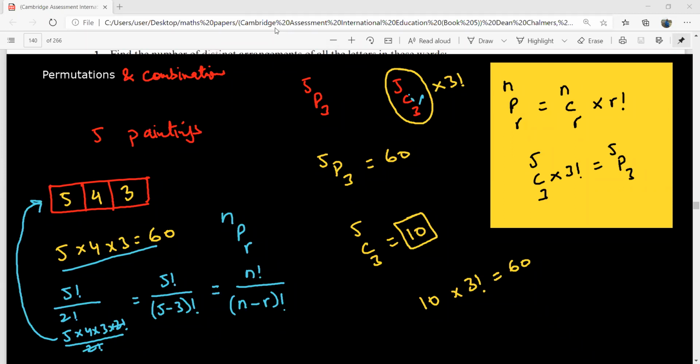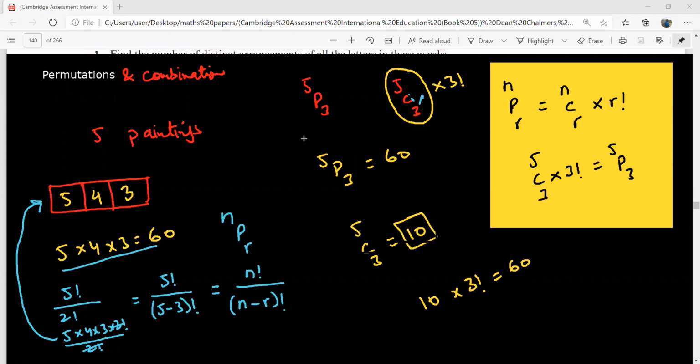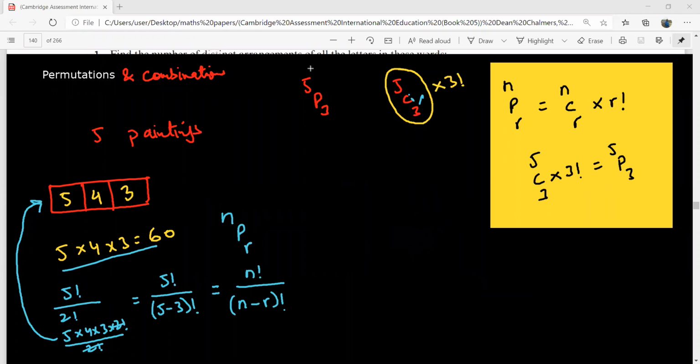Now coming back to this formula of NCR. What is this NCR? Let me tell you what this is. I need to clear this area before I tell you what this NCR is. Okay, I have to tell you what this NCR is.